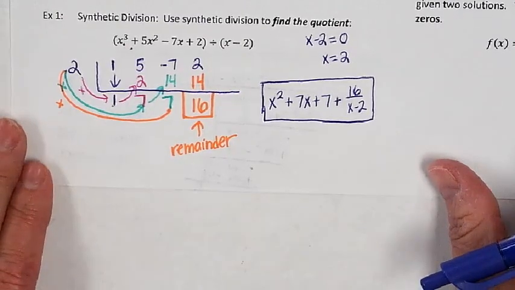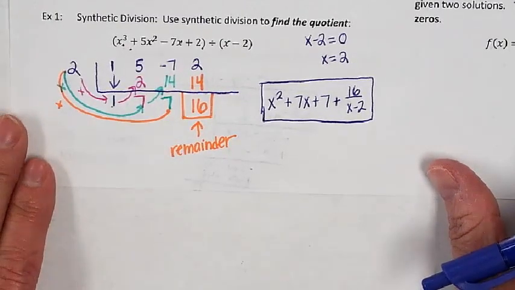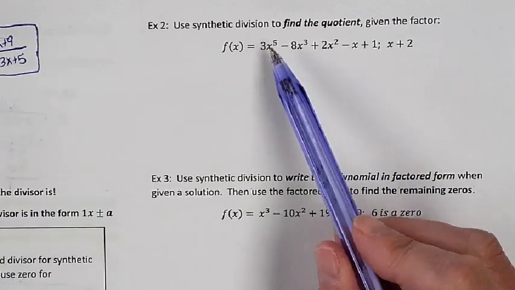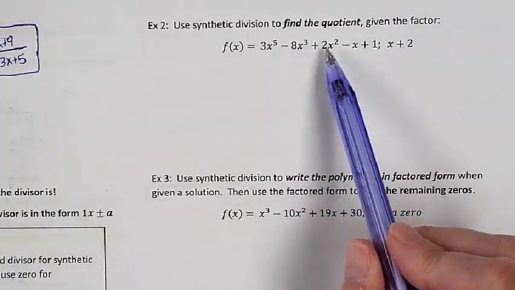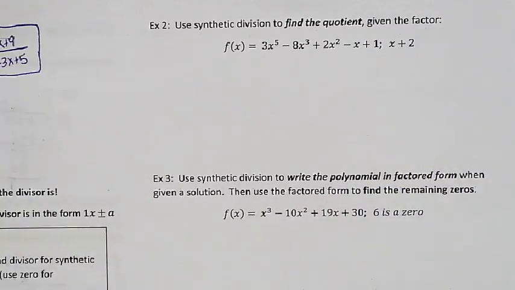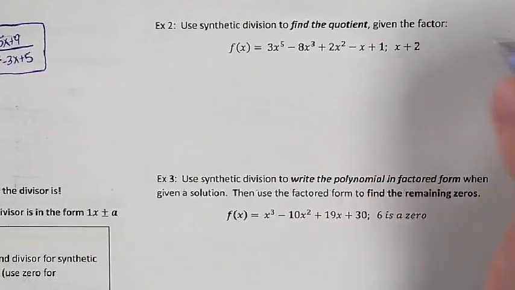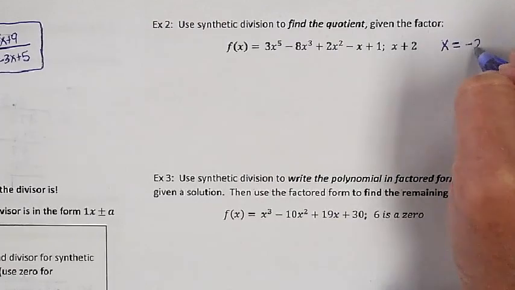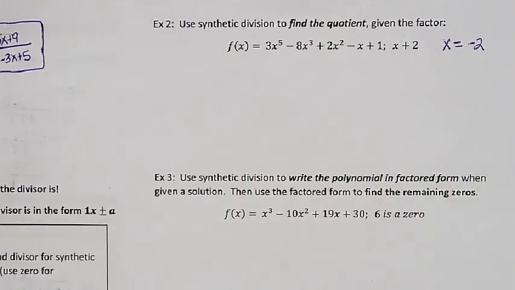Alright, next one. Use synthetic division to find the quotient given the factor. Same exact thing. So 3x to the 5th minus 8x cubed plus 2x squared minus x plus 1, and then x plus 2. We first have to set this equal to 0. So x is going to be negative 2. That's what's going to go on the outside.